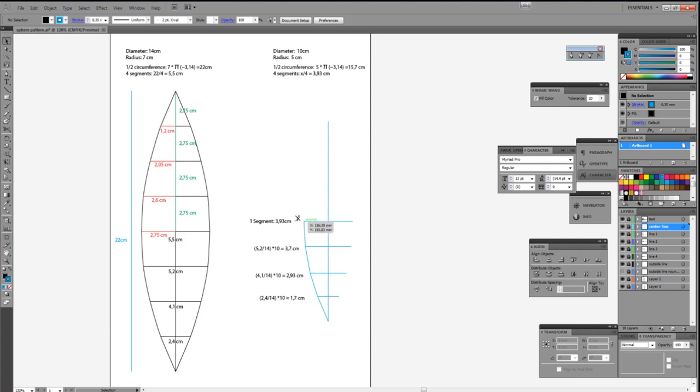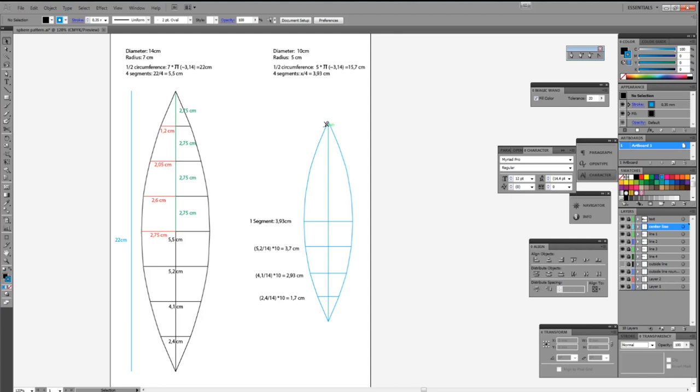Because we're gonna fold the piece of paper along those two lines and just cut out one quarter, and then if you unfold it, you have the full piece. So this is the pattern for a 10 centimeter dome that you can just transfer to your foam 4 times, and then you have a 10 centimeter dome.